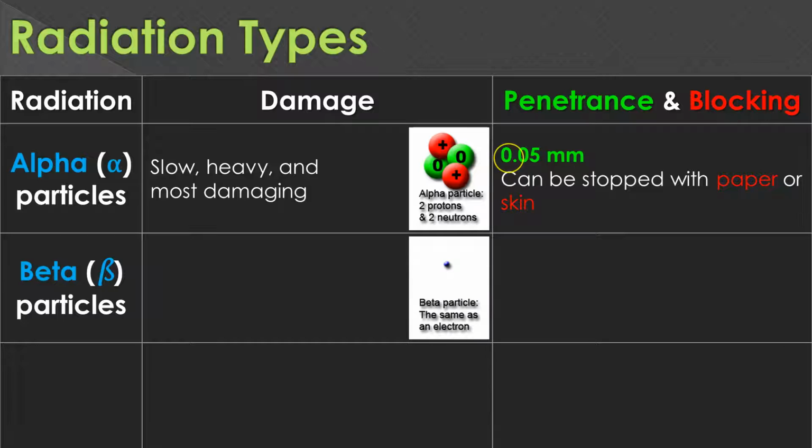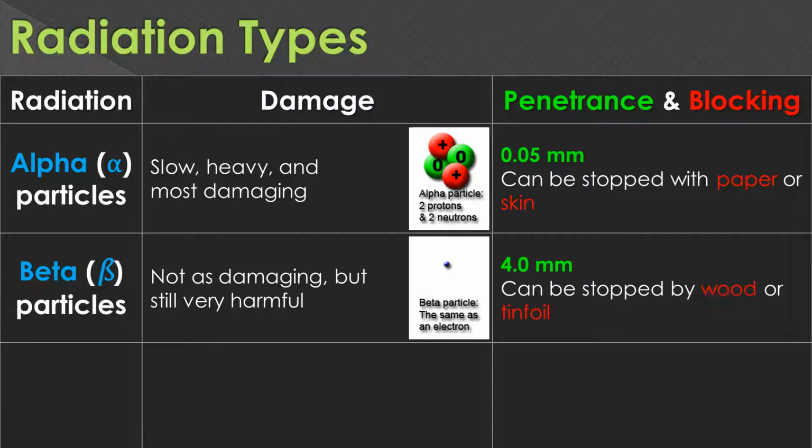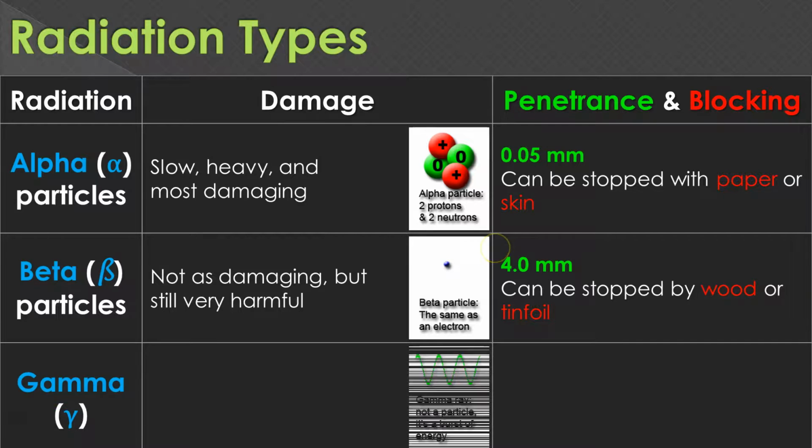Beta particles are essentially the same thing as an electron. They are not as damaging, but they still can be very harmful if you're getting them in the wrong spots. They can penetrate a little bit more, about 4 millimeters. However, you can stop them with wood or tin foil that is thick enough and dense enough to prevent them.